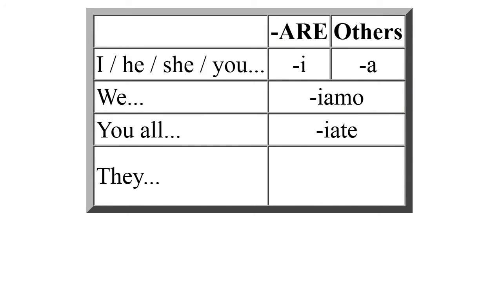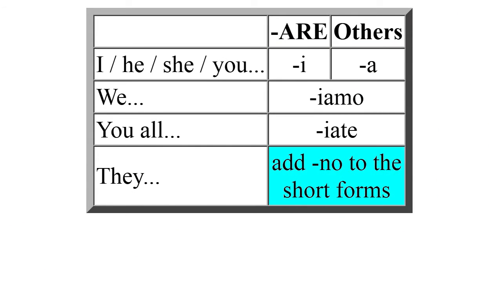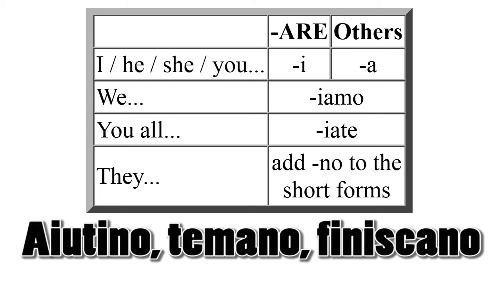All that's left is the they form. As in previous videos, you say the short form and tag on a no sound. This means you do not have to think about the stress. Using the previous examples, we can convert aiuti, tema and finisca into the they form, which gives us aiutino, temano and finiscano.